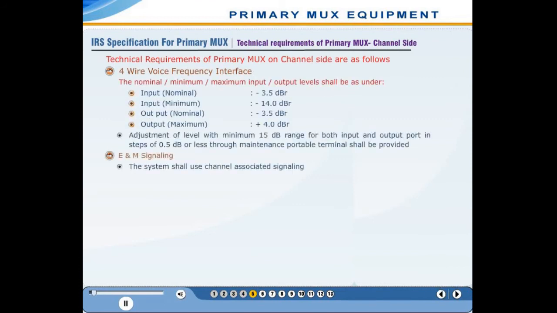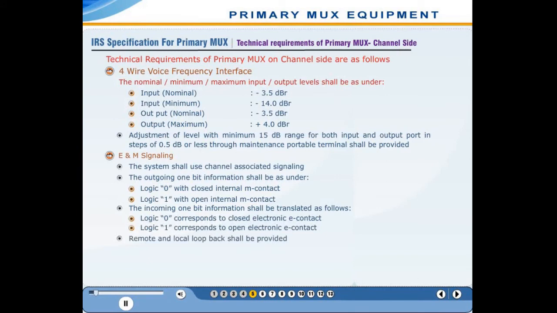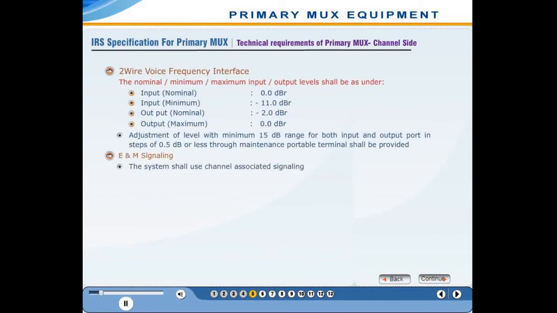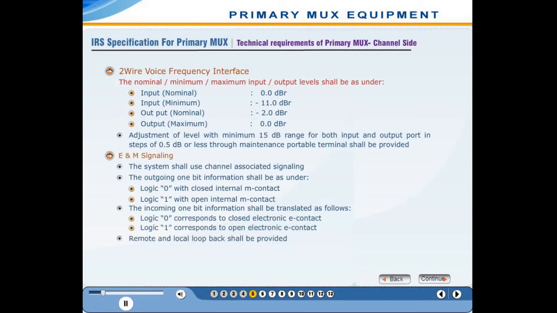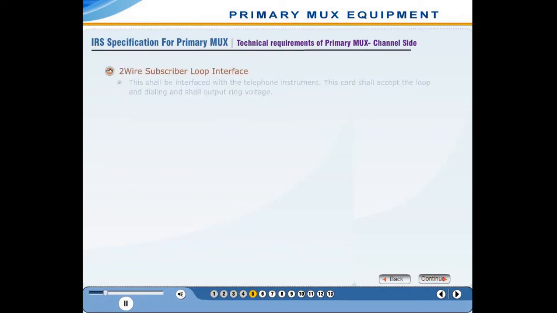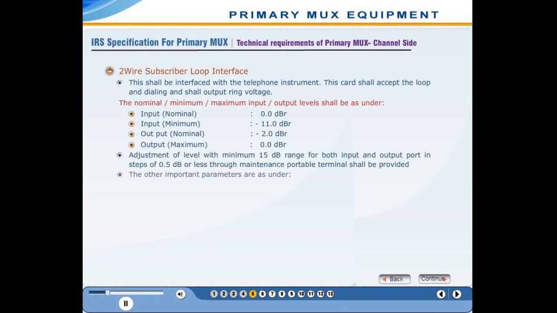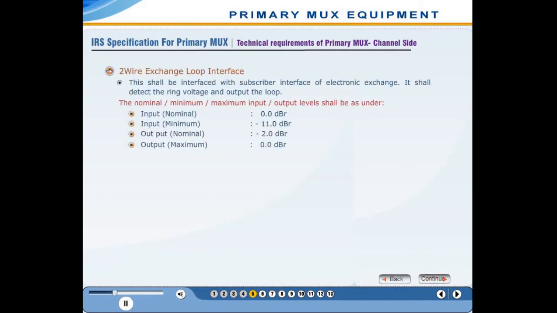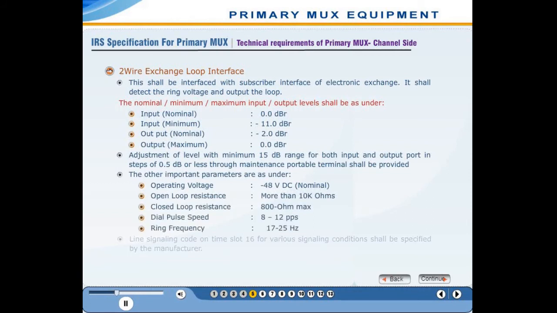Technical requirements of primary MUX on channel side for 4-wire interface are shown on the screen. Technical requirements of primary MUX on channel side for 2-wire voice interface are shown on the screen. Technical requirements for 2-wire subscriber loop interface are shown on the screen. Technical requirements for 2-wire exchange loop interface are shown on the screen.